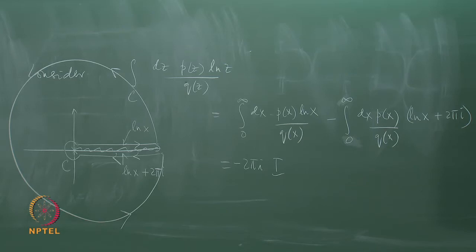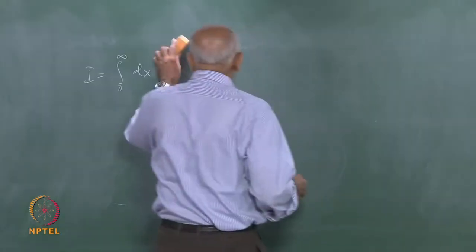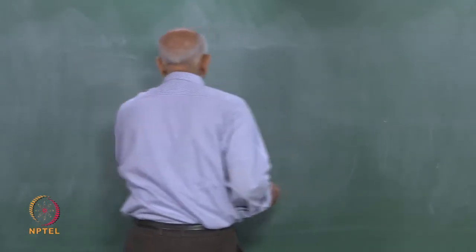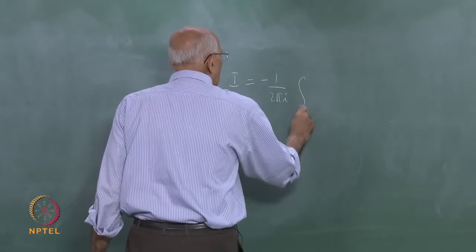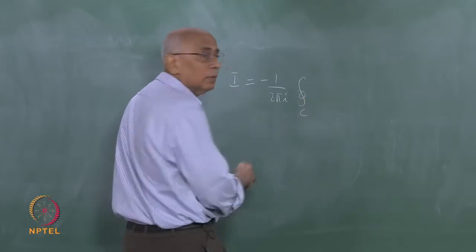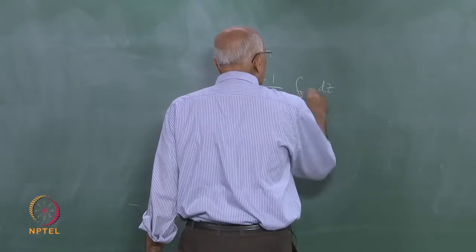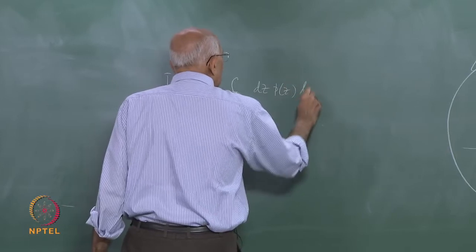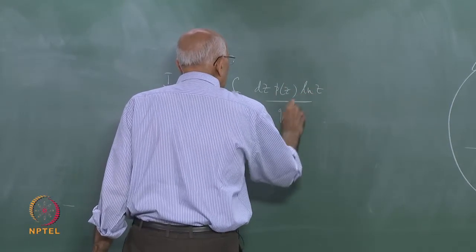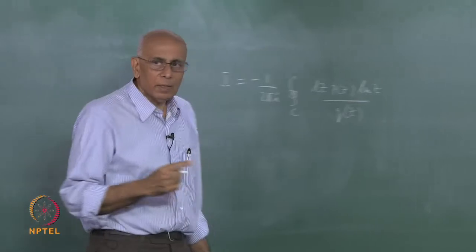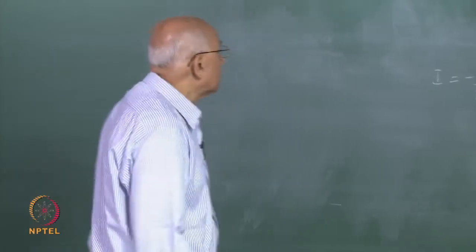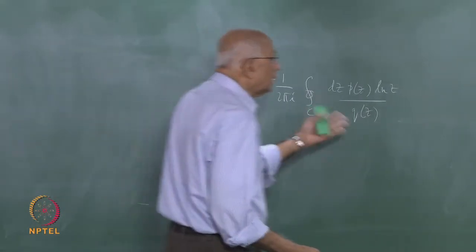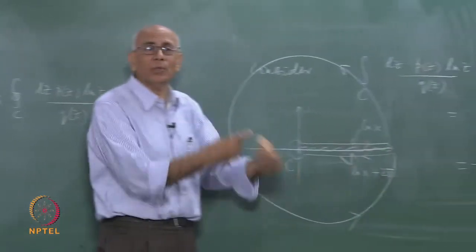So now we are in good shape, because this immediately says that this integral I equal to minus 1 over 2 pi i contour integral, and it is a closed contour now, dz p of z log z over q of z. So you introduced a log z gratuitously, but that has helped us to do the integral, reduce it at least to a closed contour. What next? Where are the singularities of this? Well, there are branch points here, but they are outside the contour.